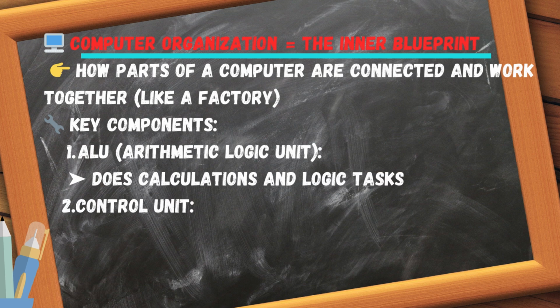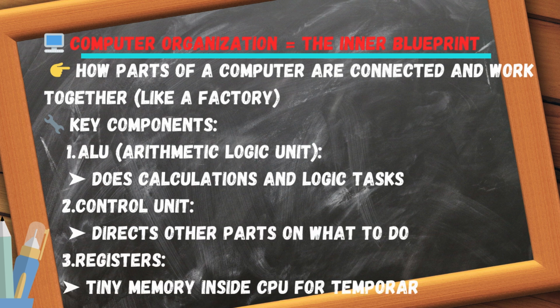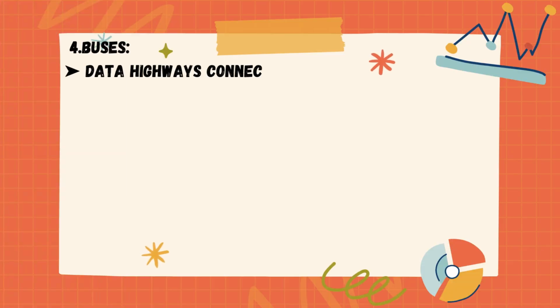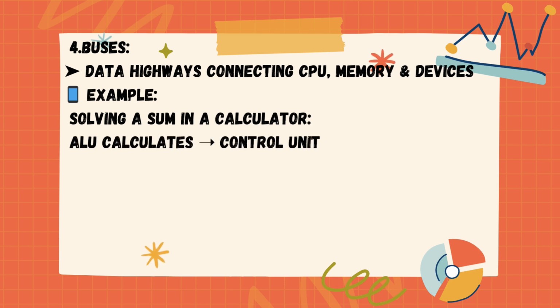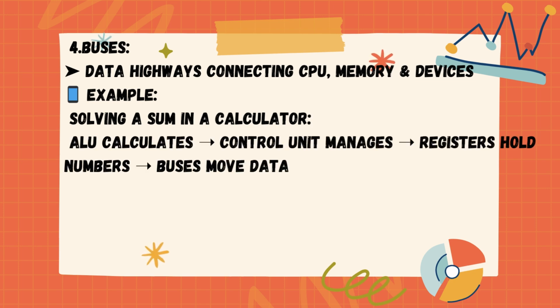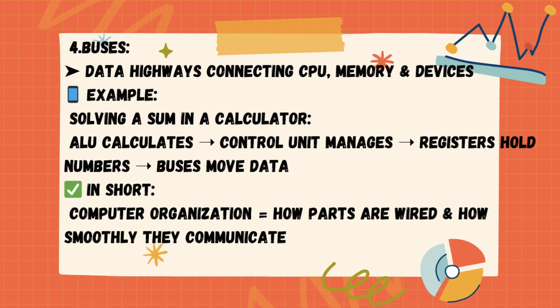Key components. ALU, arithmetic logic unit: does calculations and logic tasks. Control unit: directs other parts on what to do. Registers: tiny memory inside the CPU for temporary data. Buses: data highways connecting CPU, memory and devices. Example: solving a sum in a calculator. The ALU calculates, the control unit manages, registers hold numbers, buses move data.